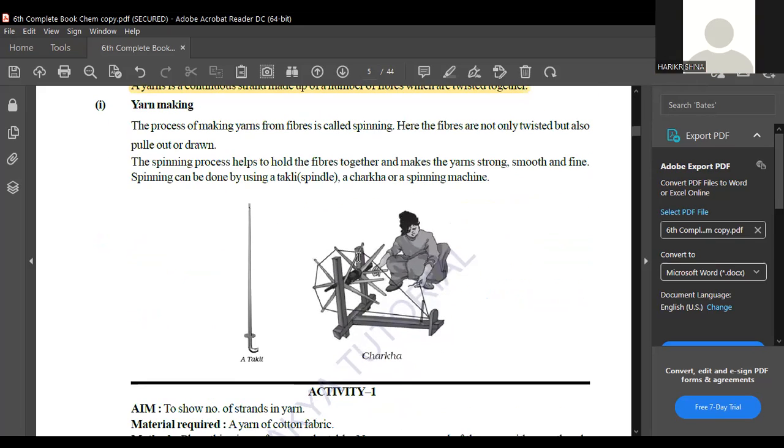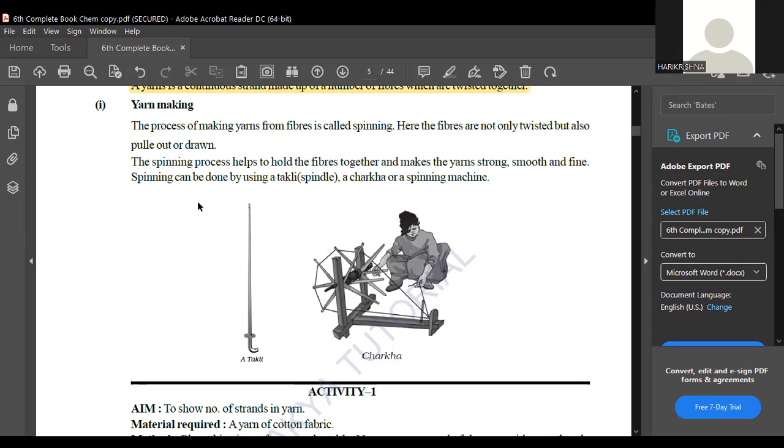Now we will go to yarn making, how they prepare the yarn. The process of making yarn from fiber is called spinning. So the preparation of fiber into yarn is the process called spinning. Here the fibers are not only twisted but also pulled out or drawn. You can see here.